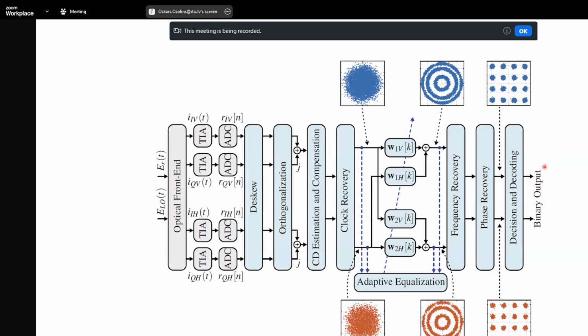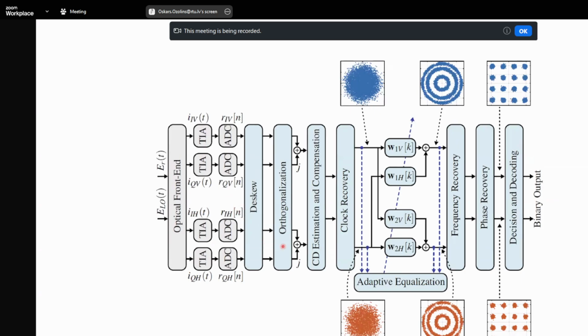You get decision and decoding. You get bits, and then you just count errors, how many errors you got in the bits. Right. So this skew, we were talking about this skew. This skew can be either in the transmitter or receiver.